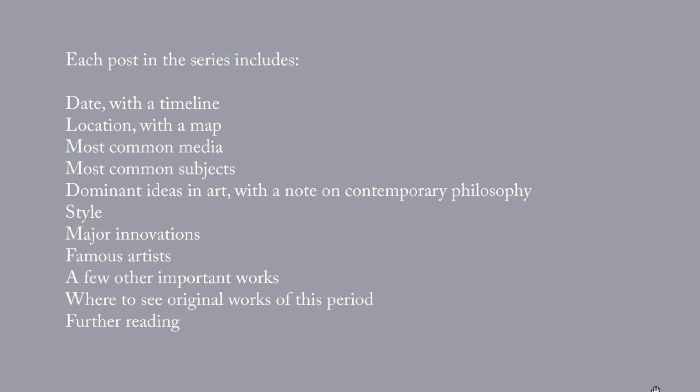Each post will have one important work as an illustration, one memorable work, and it will include a date with a timeline, a location with a map, the most common media, the most common subjects, the dominant ideas in art with a note on contemporary philosophy, comments on style, major innovations that occur during this period, famous artists, a few other important works, where to see the original works of this period, and suggestions for further reading.